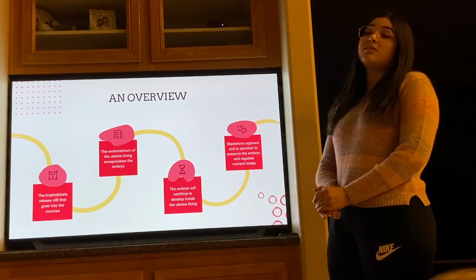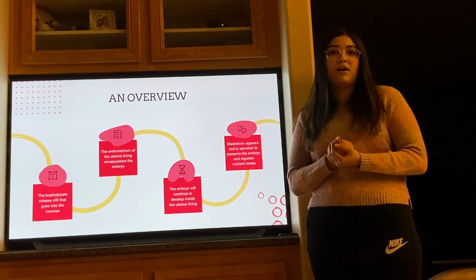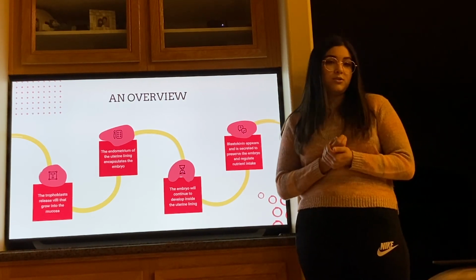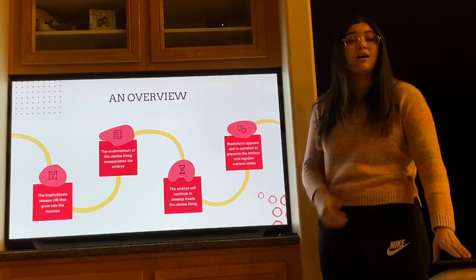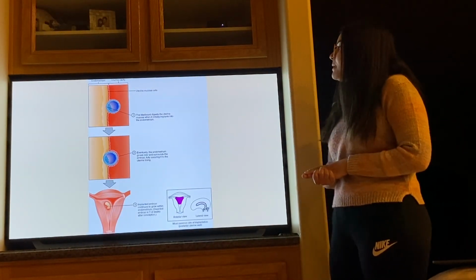The embryo will then continue to develop inside of the uterine lining, and blastocyst secretions do appear and are secreted to preserve the embryo itself, and will also regulate nourishment as well. Make sure it's not undernourished or overnourished. So here's a visualization of that happening as well.